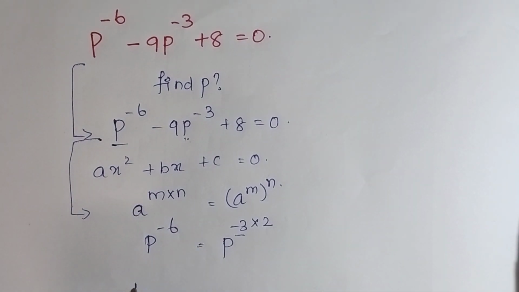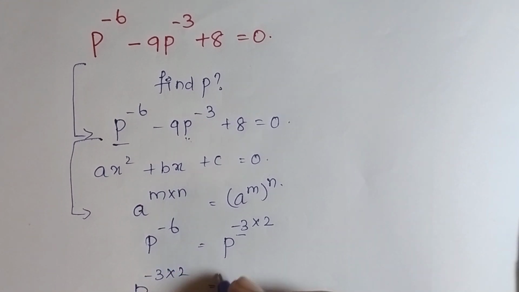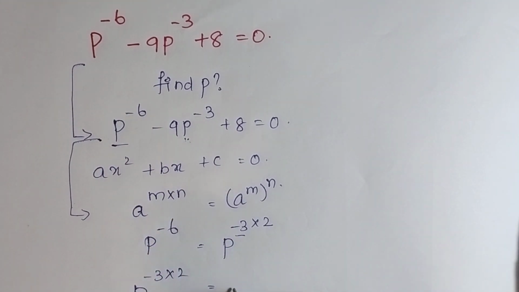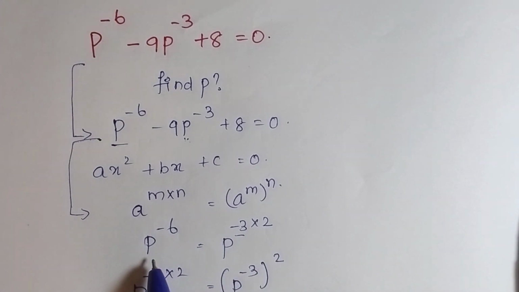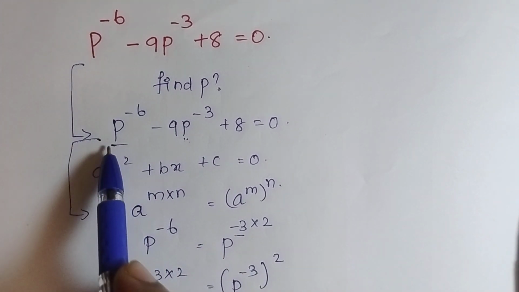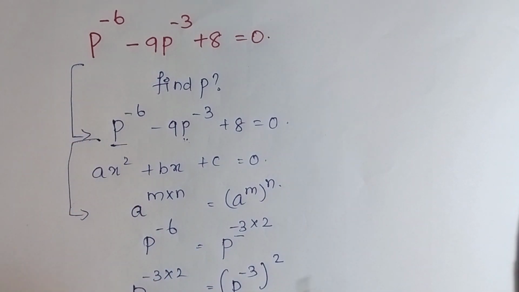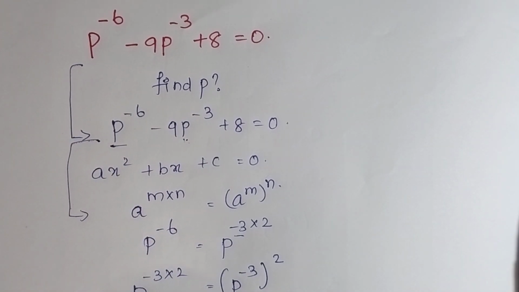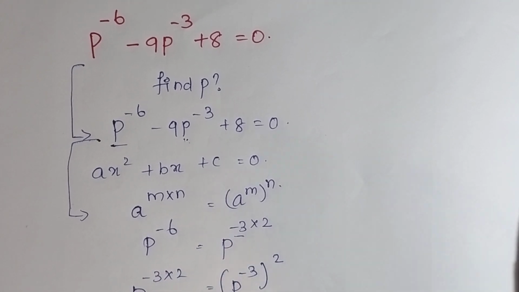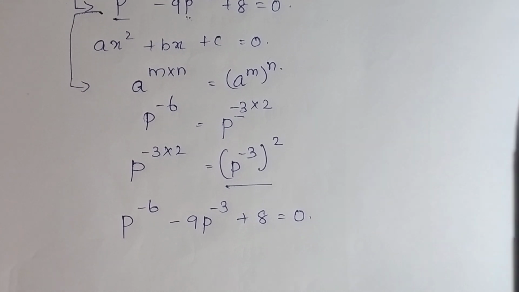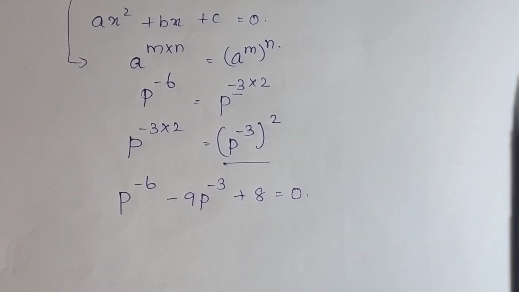So if I take p power minus 3 into 2, which is equal to, if I apply this format here, p power minus 3 the whole square. So I am going to apply this value instead of p power minus 6 in this equation. Therefore, p power minus 6 minus 9 p power minus 3 plus 8 is equal to 0. This is the actual equation. We know that, is it?